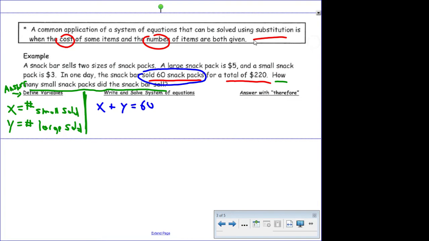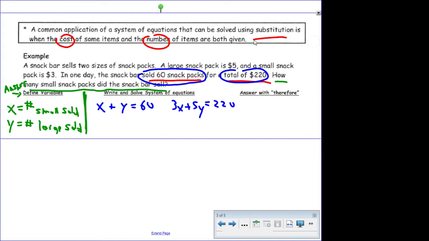What would an equation be that deals with the total price? Nate! You're on fire today, Nate. Yes? 5y plus 3x equals 220. 3x plus 5y. 3 times x is the cost of all the smalls. 5 times y is the cost of all the larges. And we know that adds up to $220.